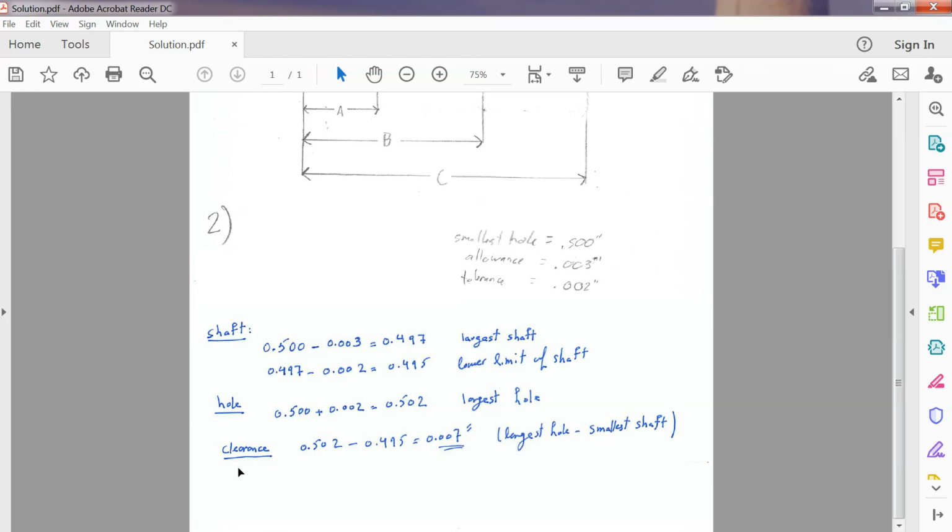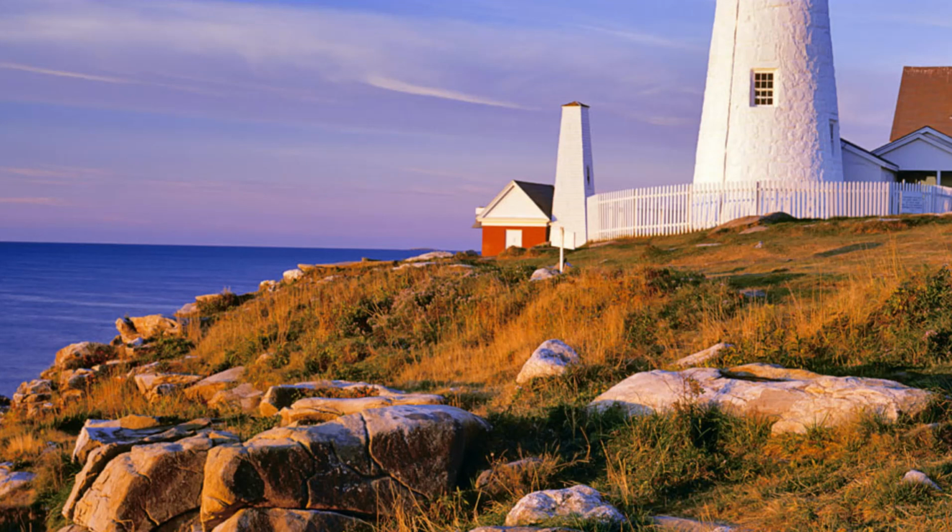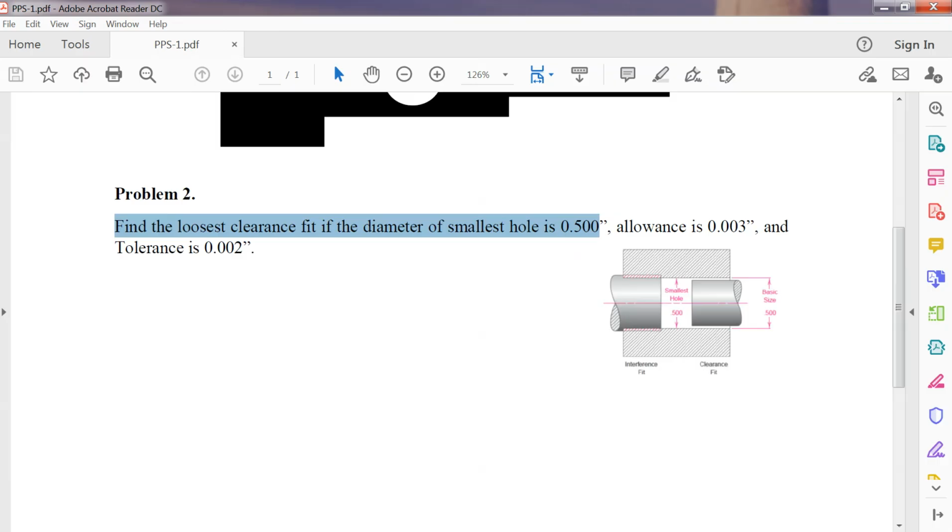Now the clearance would be the difference between the largest hole and the smallest shaft, and we found both of them above, so we subtract them from each other and we get a clearance of 0.007 inches. That's the answer to problem 2, which asks for the loosest clearance fit. The answer is 0.007 inches.